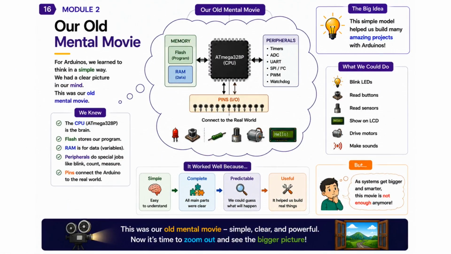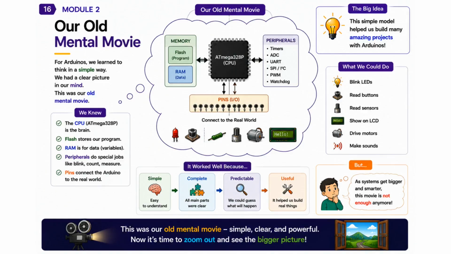Before we move forward, let's pause and look at the mental model we have built so far. For Arduino projects, this mental movie worked extremely well. It was simple, clear, and very powerful. We knew that the ATmega328P was the brain of the system. We understood that flash memory stored our program permanently. We knew that RAM stored variables and temporary data while the program was running. We learned that peripherals handled special tasks such as timing, communication, and analog measurements. And finally, we knew that the input and output pins connected the microcontroller to the real world.